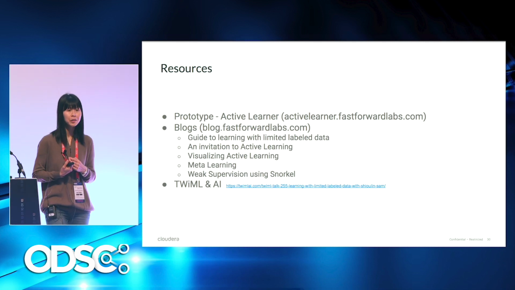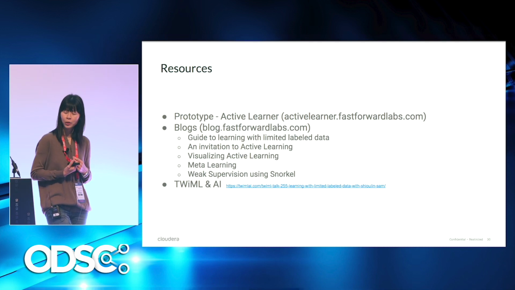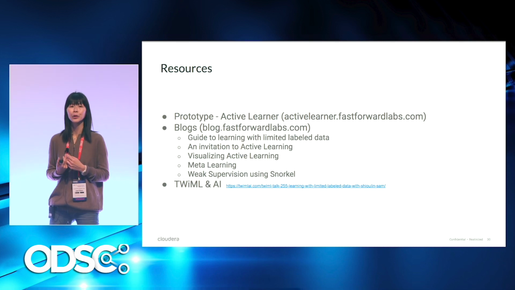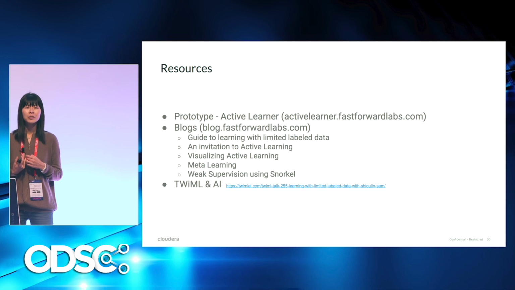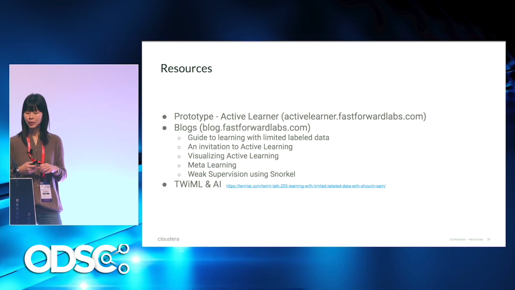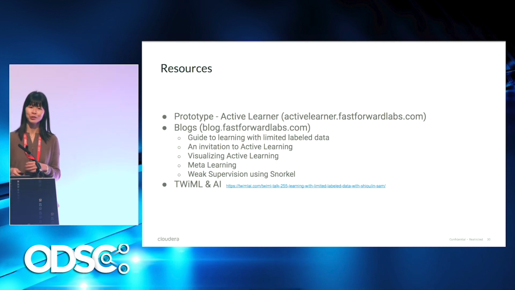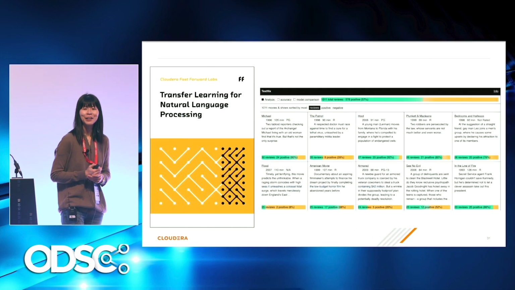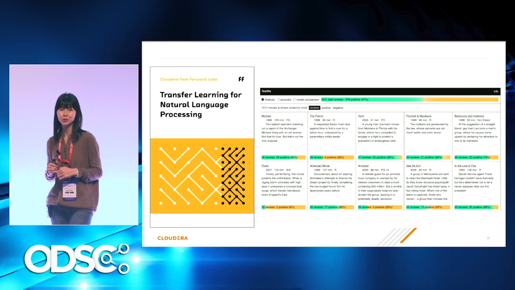The next one is on meta learning, which is also a way to learn with limited label data. And the last one is a blog post on weak supervision using Snorkel, along with code that you can play with. For a maybe a little more technical treatment of this learning with limited label data topic, I did a TWIML recording, and you can find it there if you're interested. So that's active learning. Let's move on to transfer learning for languages.